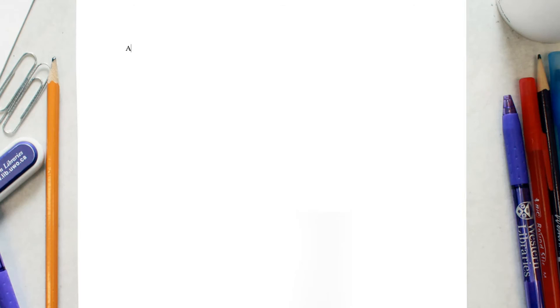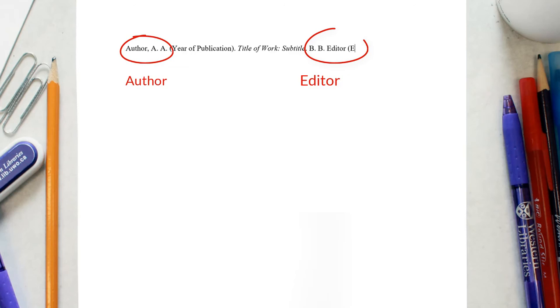If the book you are citing has an author and an editor, both need to be included in the reference section. Following the format for an authored book, the editor's name follows the book title. The editor is written as initials first, followed by the editor's last name, then ED period in brackets, followed by another period.